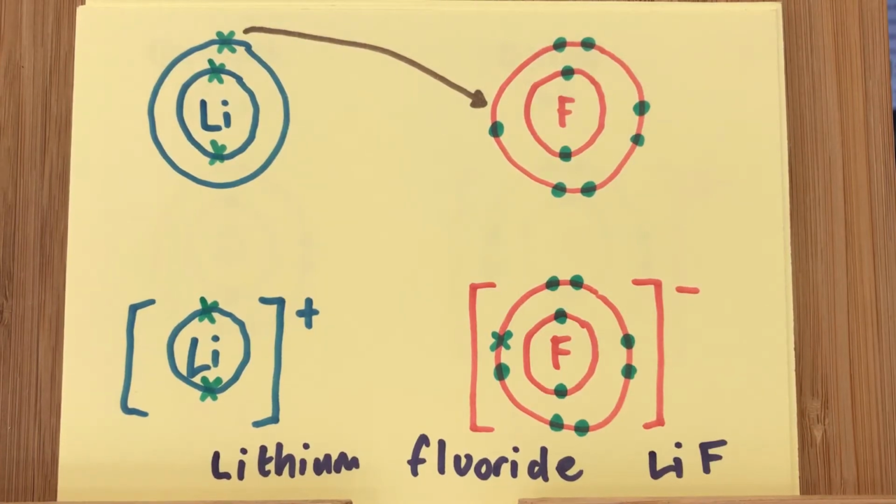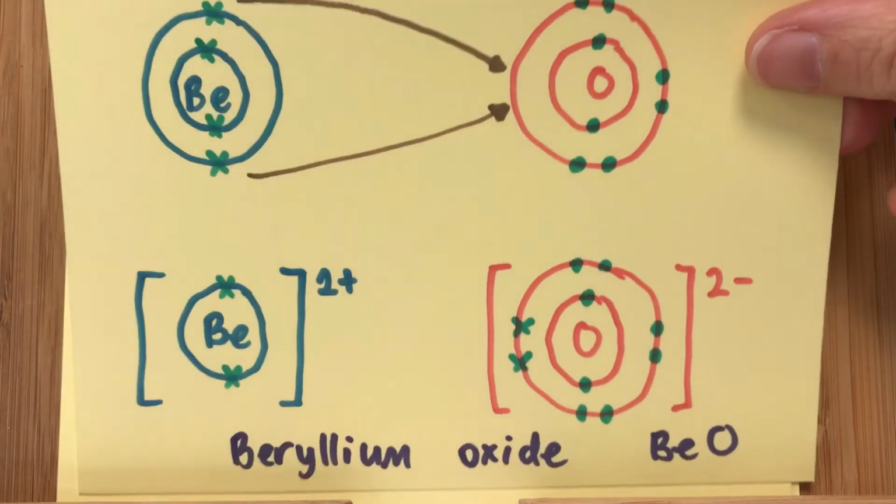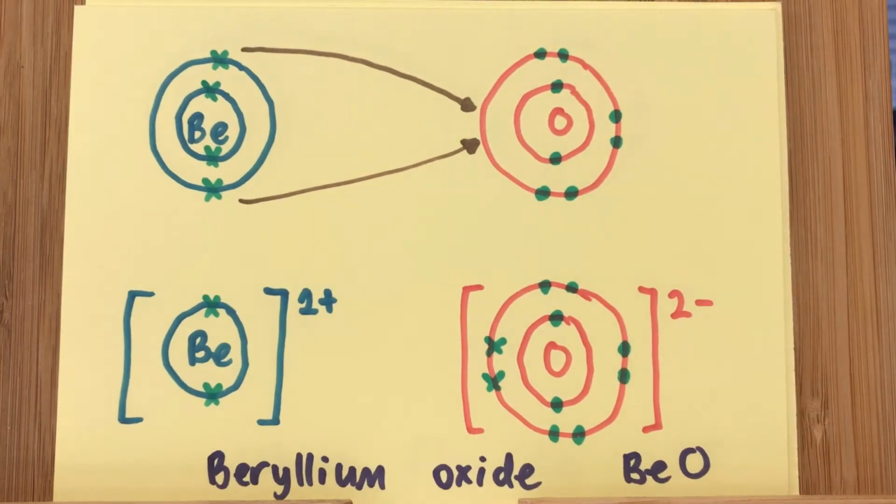Let's have a look at another one then. This is beryllium from group 2, oxygen from group 6. Again, you can see here, beryllium needed to lose 2 electrons. So you can see each one of those electrons moving over to the oxygen, which needed both of them. The beryllium became a 2+ ion, and the oxygen gaining those 2 negative electrons became a 2- ion. So that's beryllium oxide, BeO.